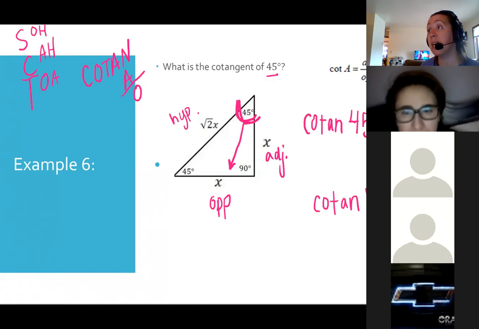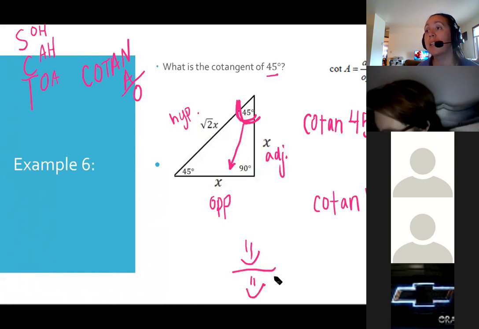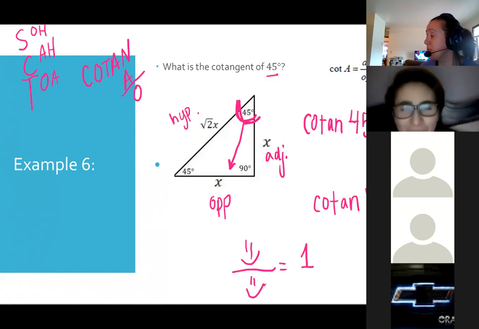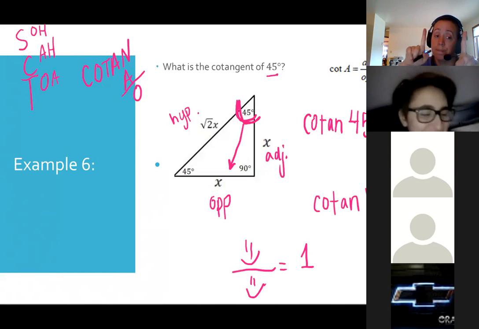Because it's the same over the same, so it's almost like they cancel each other out, but they're still there. So X, anything divided by itself is always 1. Even if it's like smiley face divided by smiley face, you would still get 1, because anything over the same thing gives you 1.